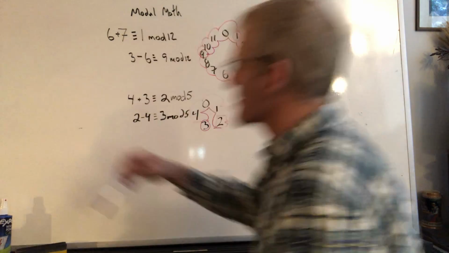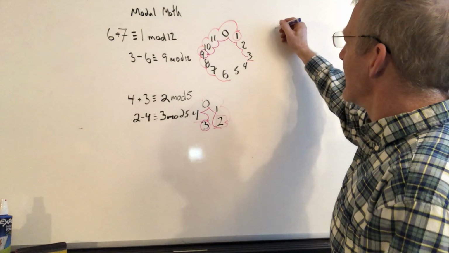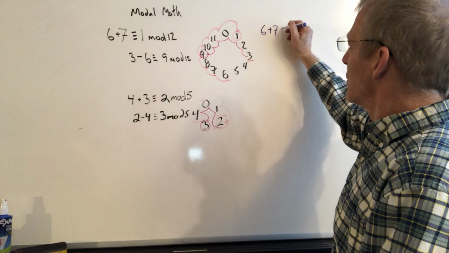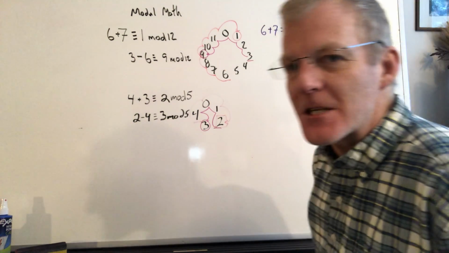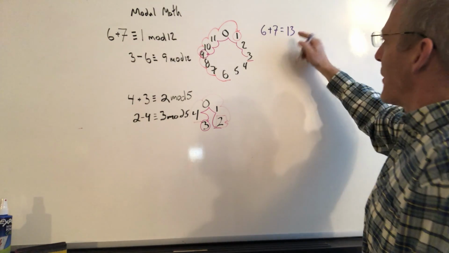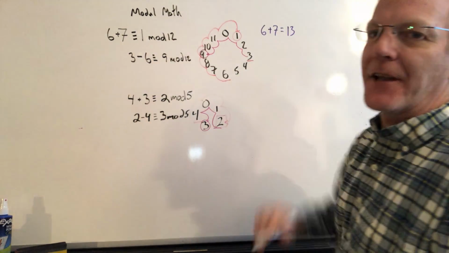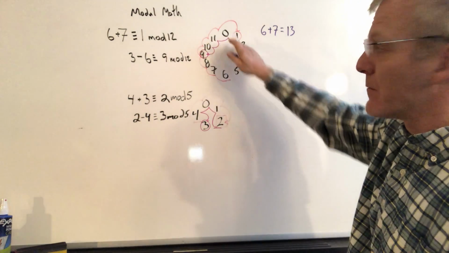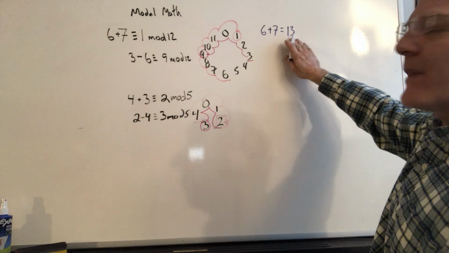Let's change color. Let's go to some purple here. And let's see what 6 plus 7 would equal. Now 6 plus 7, we can do that. We know that. That's 13. But 13 is not in our mod. So we'd have to convert this answer to an answer that's within the mod. So what do you think we do?